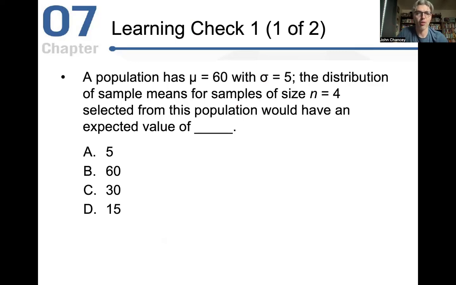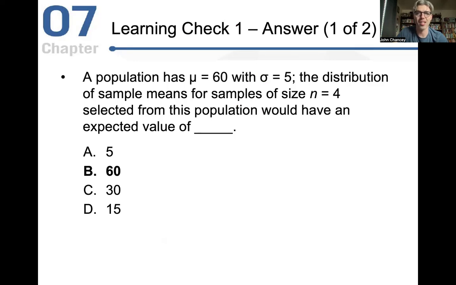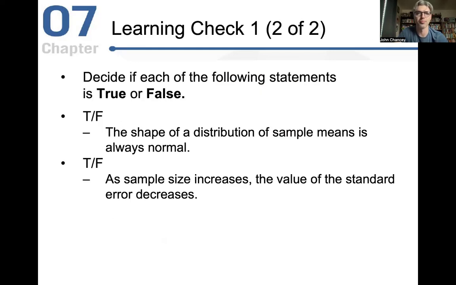Okay, hopefully you've worked that through. The correct answer is B, it's 60. If we know the population mean is 60, our sample mean should be pretty close to that, if not exactly 60 as well. Okay, a couple of true or falses.